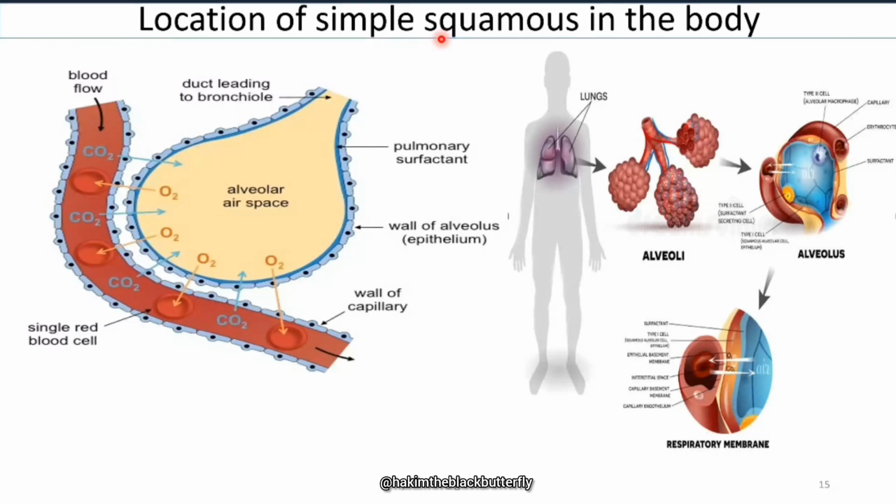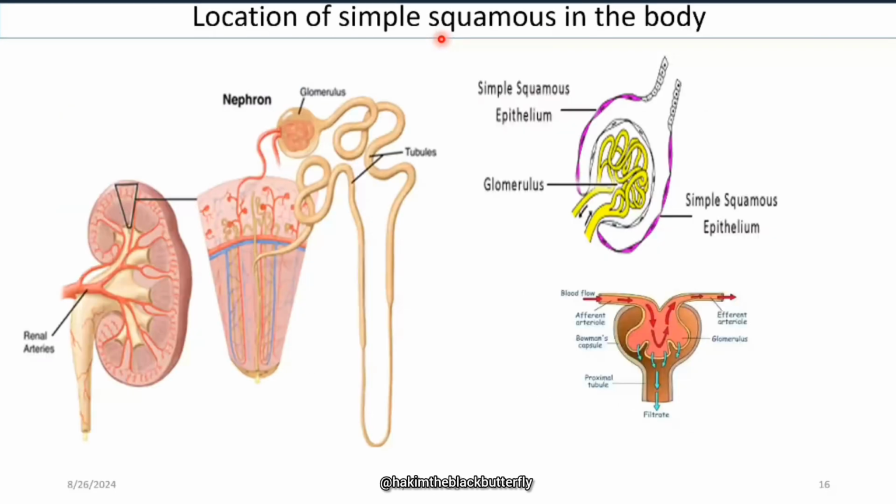Okay. Then two, this layer can be found lining the Bowman's capsule. The Bowman's capsule is this cup-shaped structure that you see here, a structure that helps in filtration of blood. We all know that filtration of blood occurs in units, specifically in the kidney nephrons. These nephrons have a cup-shaped part that you can call the Bowman's capsule. This Bowman's capsule will be the one to participate in the filtration process.